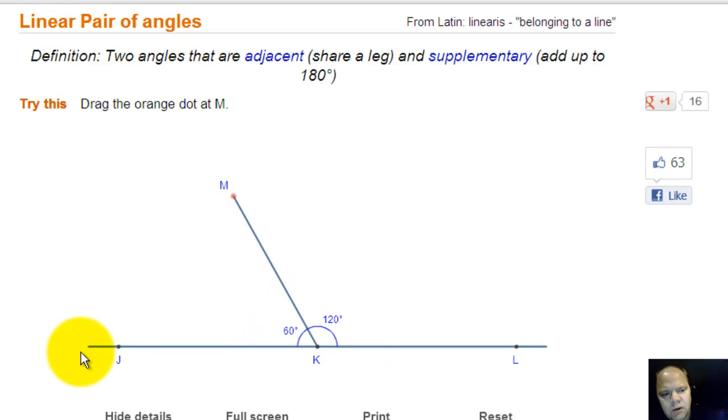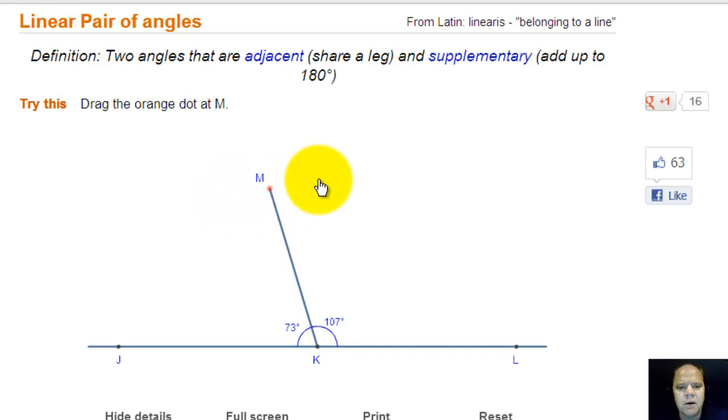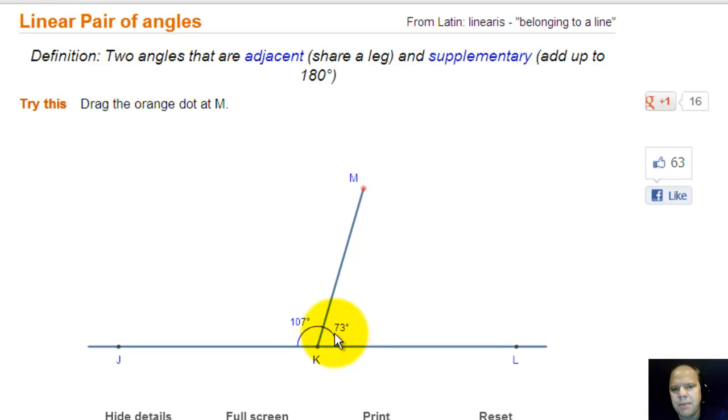We can also take a look at their outside sides. Those outside sides will always form a line, and that's where the linear part of linear pair comes from. It doesn't matter if I move my point M around, no matter where I put it, if I add up the two angles that I get, they will always equal 180 degrees because these outside sides form a line.